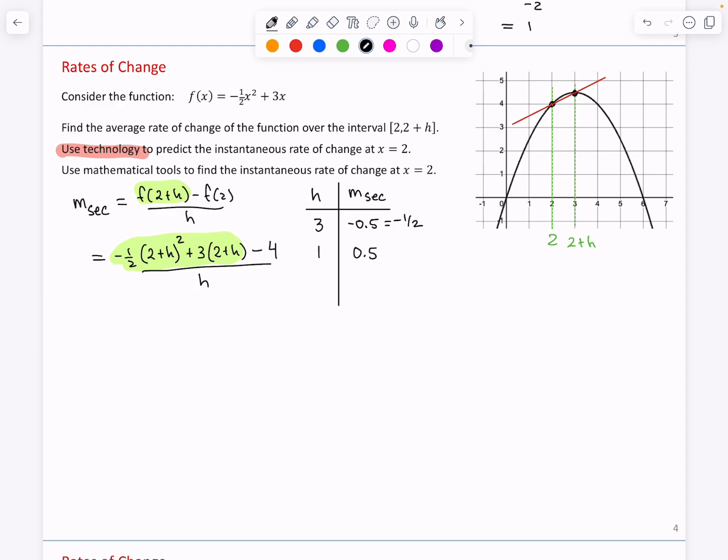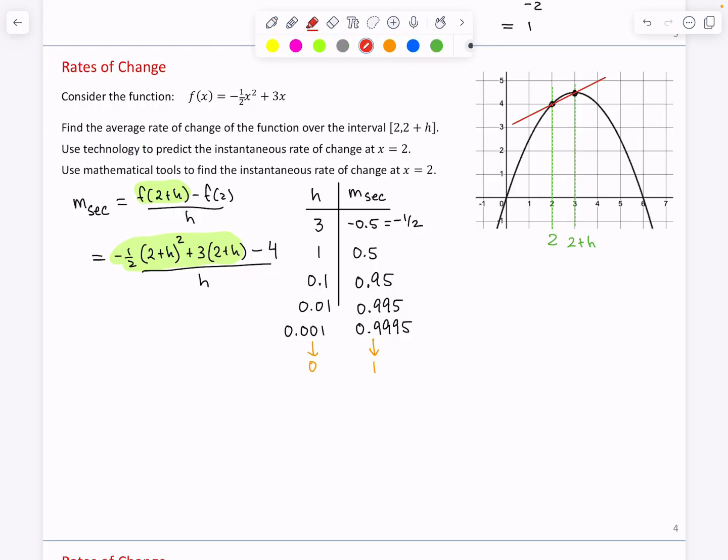So get close to 0, 0.1 gives me a slope of 0.95. Closer to 0 for h, 0.01 gives me 0.995. Even closer to 0 gets a slope even closer to a slope of 1. So we can see as h tends to 0, the slopes appear to be approaching 1 again, confirming what we already know about the slope of the tangent line when x is 2.